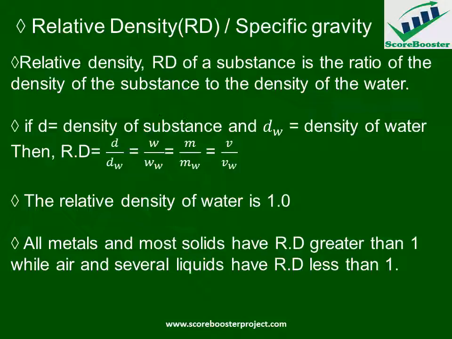Then we should also take note that the relative density of water is 1.0. And lastly, we should take note that all metals and most solids have relative density greater than 1, while air and several liquids have relative density less than 1. So all these are very important concepts and formulas which we shall be applying in solving our calculations later.